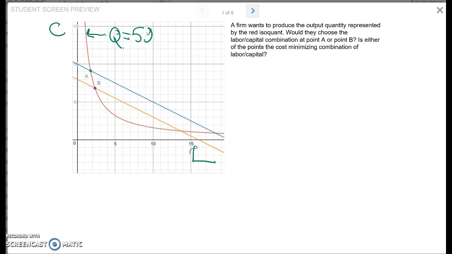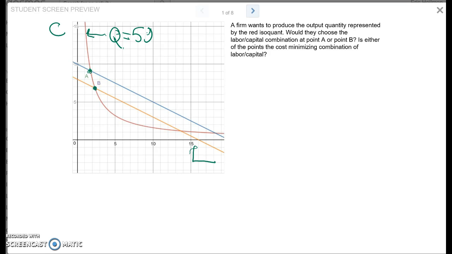They can do that using, here are two examples, a combination at point A or at point B of capital and labor. Point A is using less labor and more capital. Point B is using more labor than point A and less capital. Both of them produce an output of 50 units. Which one is more cost effective?